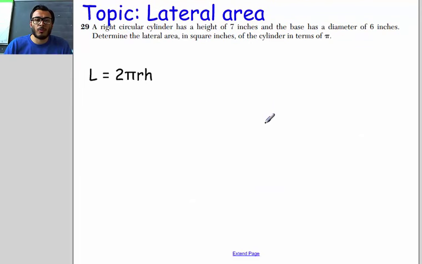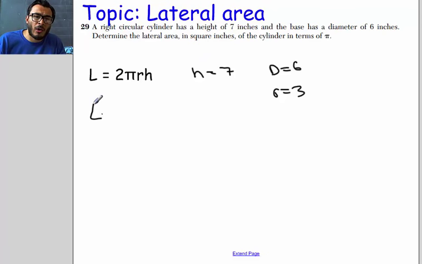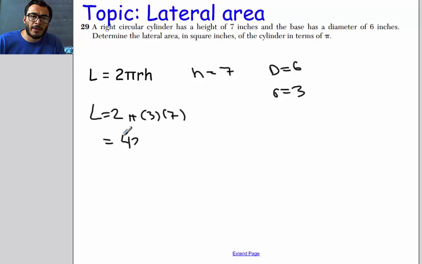Number 29. So now we're at the short responses. It says a right circular cylinder has a height of 7 inches. So the height equals 7. The base has a diameter of 6 inches. If the diameter equals 6 inches, we know the radius equals 3, which is what we need. We need the radius, not the diameter. It says determine the lateral area in terms of pi. So L equals 2 pi times the radius times the height. We have 2 times 3, which is 6. 6 times 7 is 42. So we get 42 pi as our final answer. So L equals 42 pi.